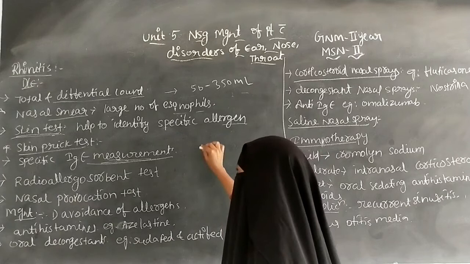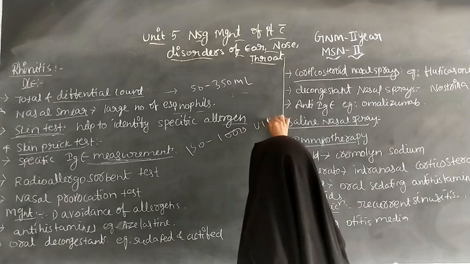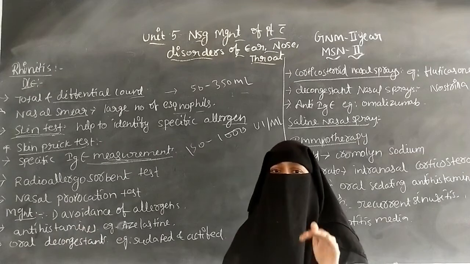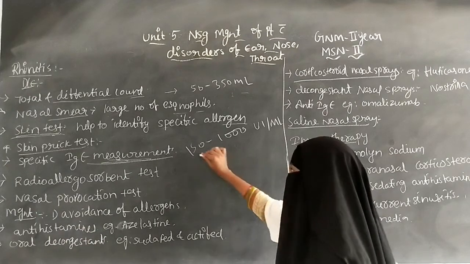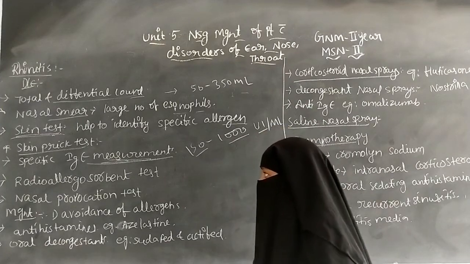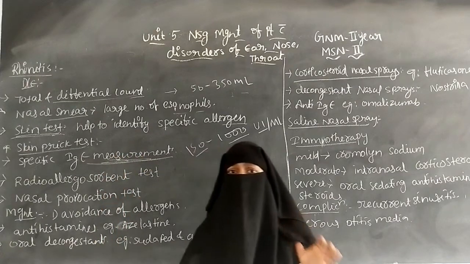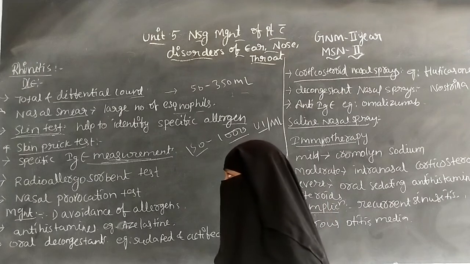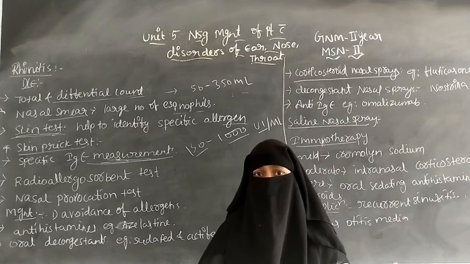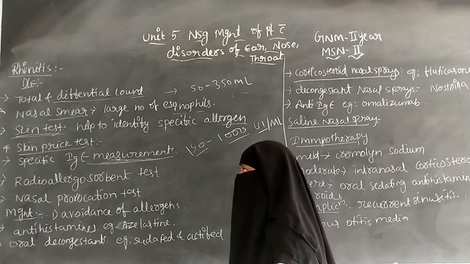The normal IgE level is 150 to 1000 international units per microliter. That is the normal IgE level in the blood. The specific IgE measurement can be performed to know the IgE levels in the blood. Because of this overreaction of IgE, the allergy can occur. To assess this, a specific IgE measurement can be done.